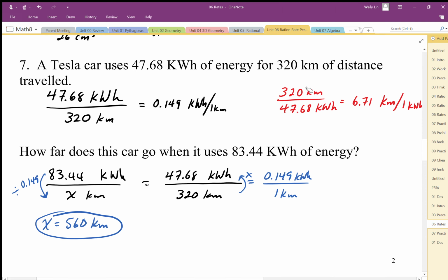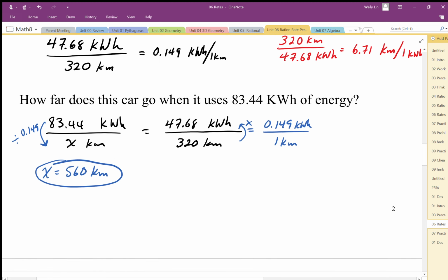So I could still use this multiplier here if I want to. It's actually our multiplier going from 83 to 560 if we multiply by 6.71. So this multiplier or divisor of 0.149 is the reciprocal or opposite of this, which means that if I multiply by this, I get the same result. So I'll show you how that will work.